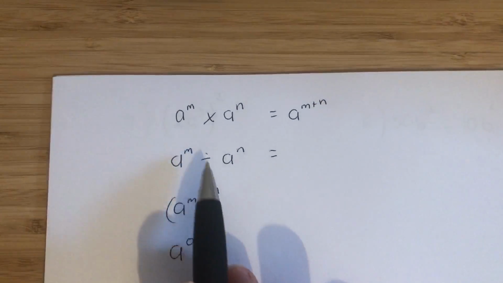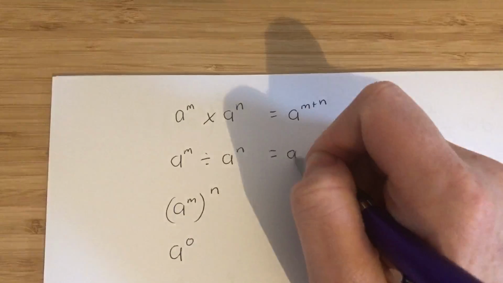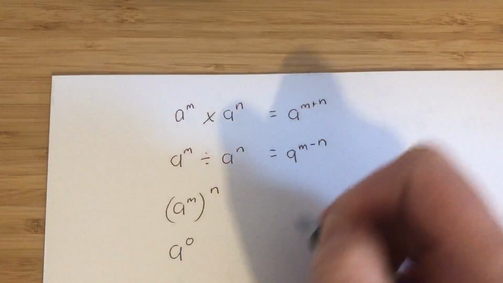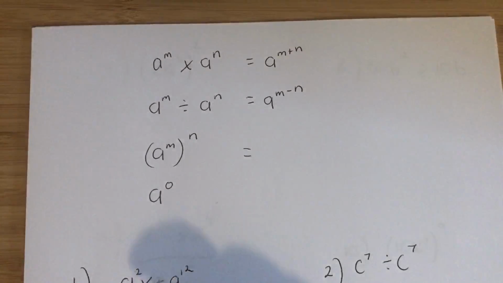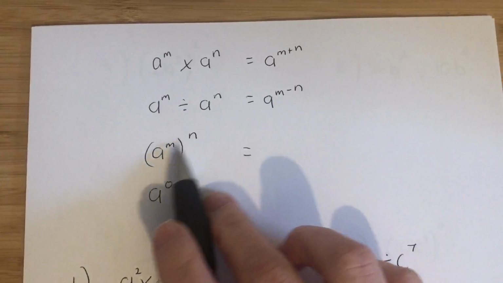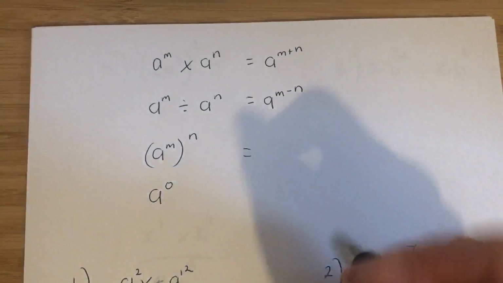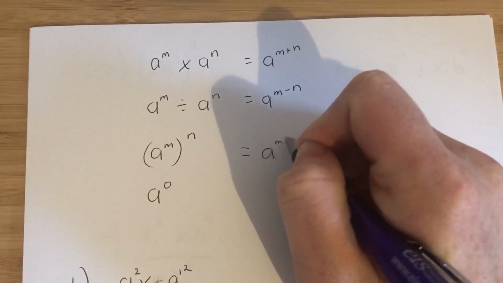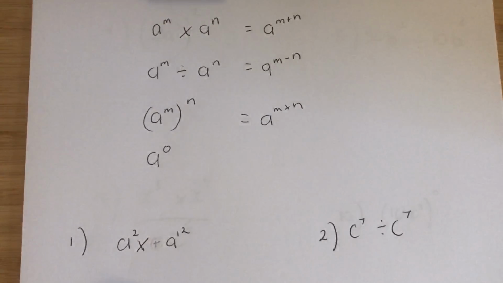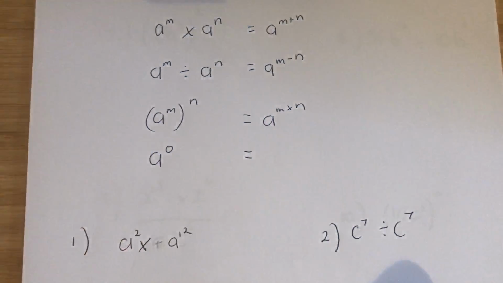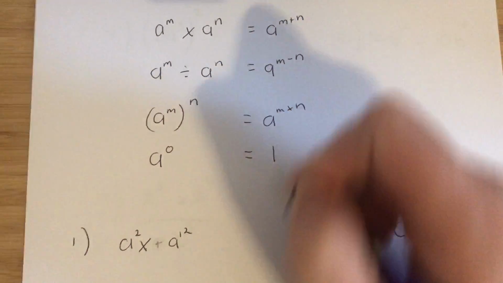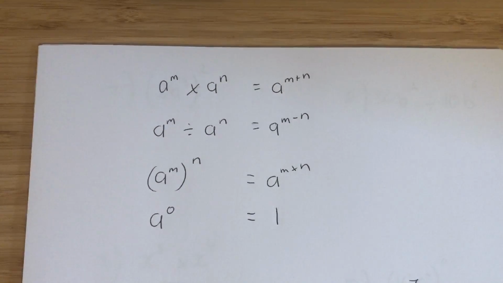When we've got a to the power of m divided by a to the power of n, then we subtract the powers. Here we have a to the power of m to the power of n, so we've got a power to another power. When we've got that, we multiply the powers. Then we've got a to the power of 0, and we know that anything to the power of 0 is 1. And so we're going to use these 4 rules. I'm going to go through quite a few questions just using these in different scenarios.